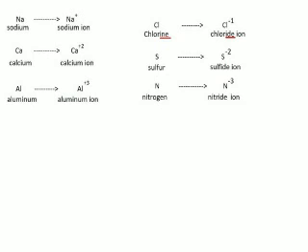Sulfur, another nonmetal, also wants to pick up electrons, but it wants to pick up 2. So a sulfur atom gains 2 electrons and becomes a sulfide ion. Nitrogen wants to gain 3 electrons. So a nitrogen atom gains 3 electrons and becomes a nitride ion.